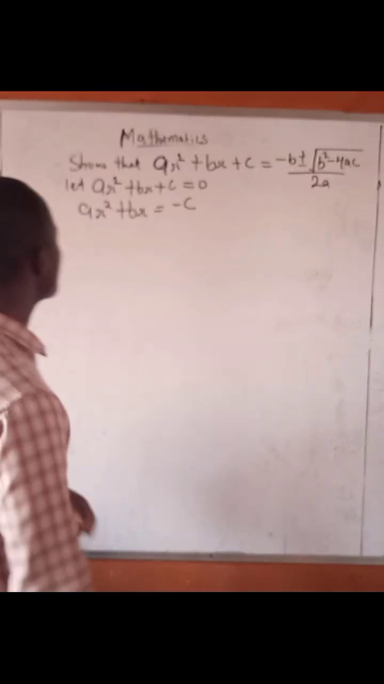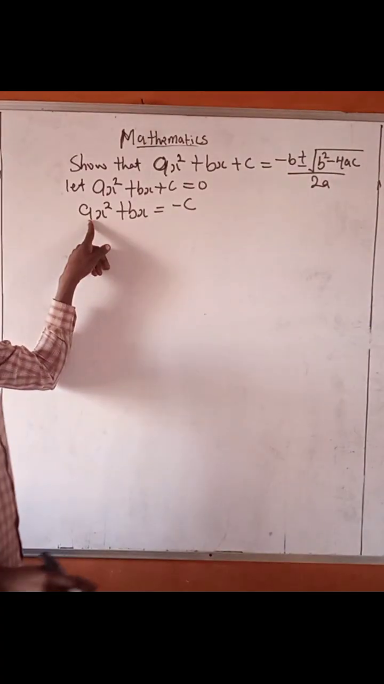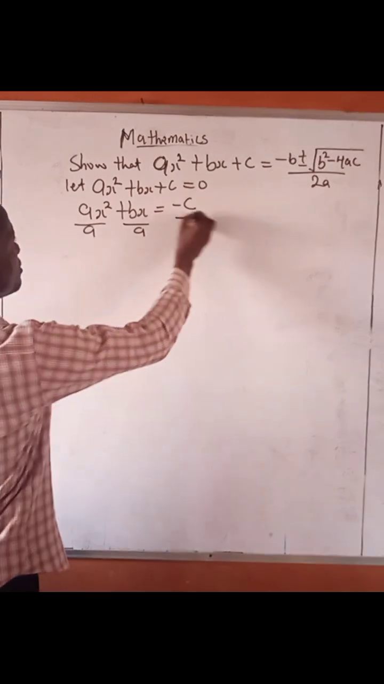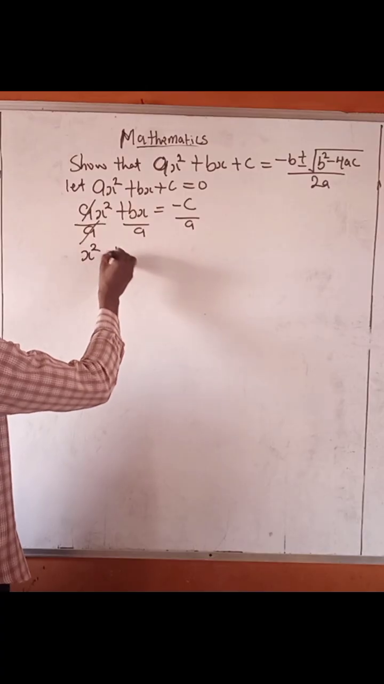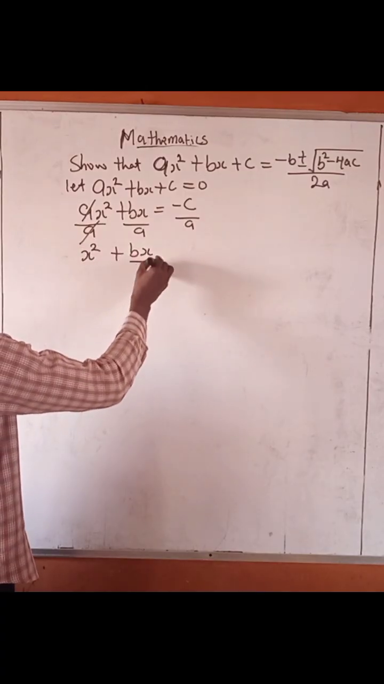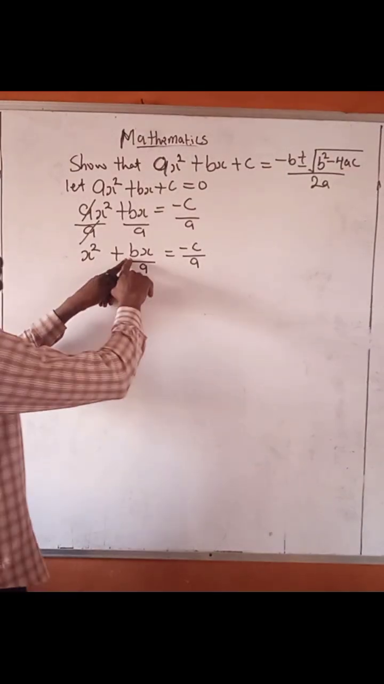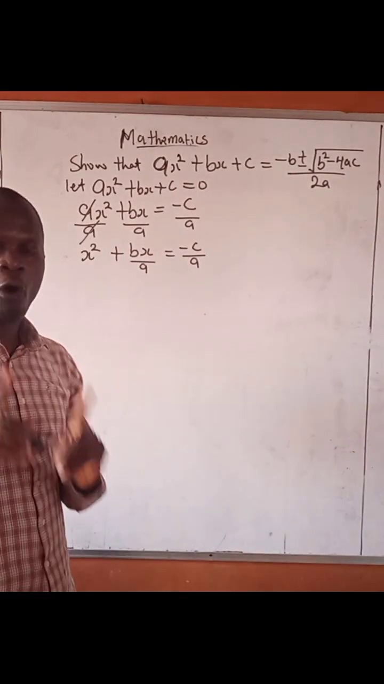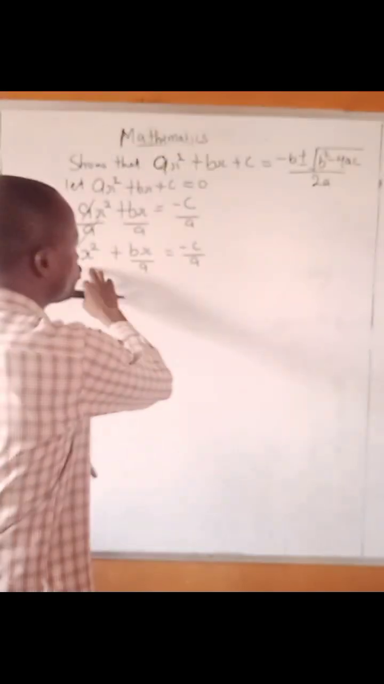Now, the next thing to do is divide through by the coefficient of x squared, that is a. So we are left with x squared plus bx over a equal to minus c over a. Now the next step: the coefficient of x is b over a. You look for half of it, and you will square that half and add it to both sides.